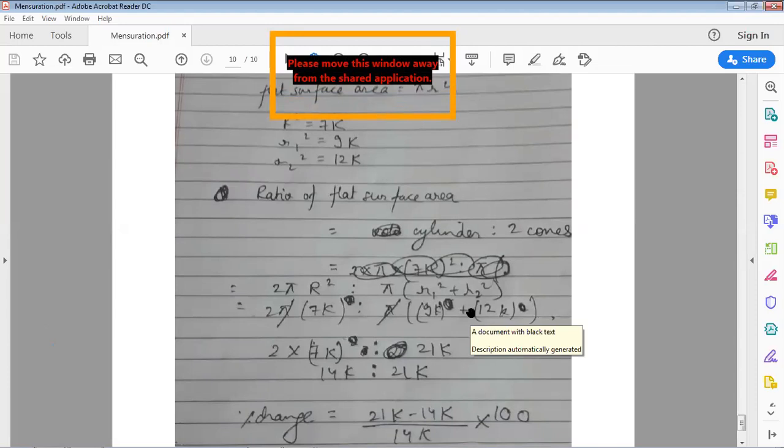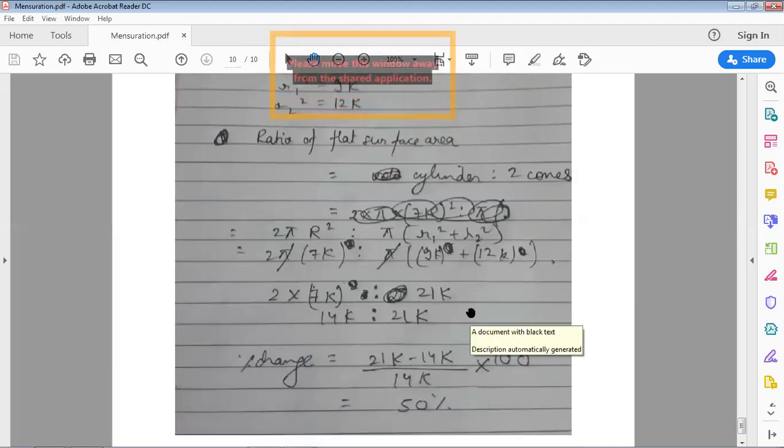So what I have taken is the area of the two circles of the cylinder, that is 2 into pi into r square, is to pi r1 square. I have just taken the common of the two circles of the cones. This is not any formula, I have just taken the common. Don't get confused. Now I have done the simplifications, and after simplifying, what I get is 14k is to 21k. This is the ratio of the flat surface of the cylinder and the two cones, that is, the earlier flat surface area and the later flat surface area.